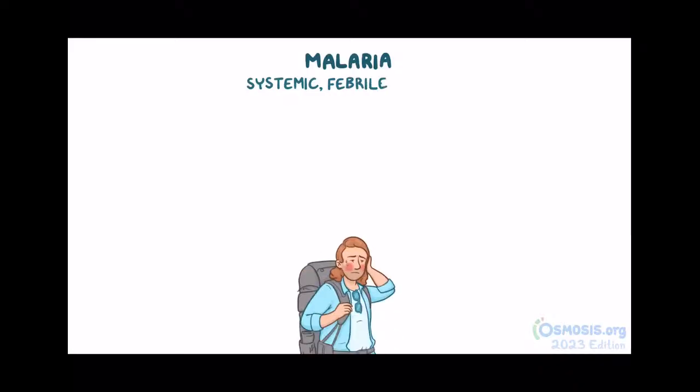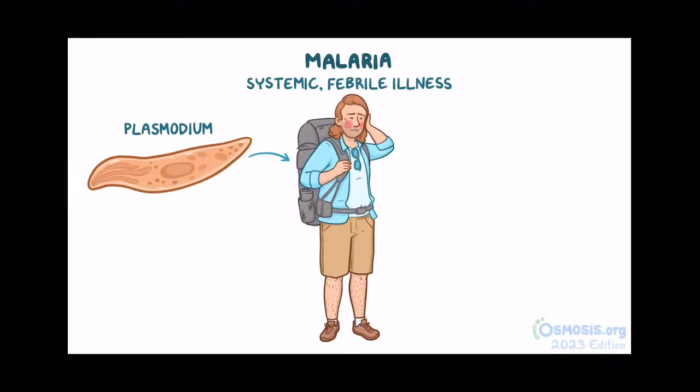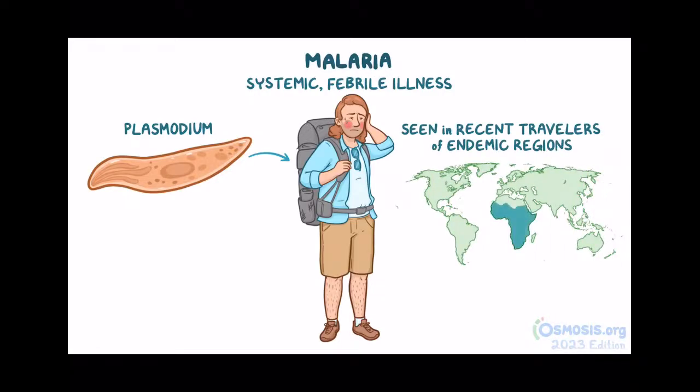Malaria is a systemic febrile illness caused by the protozoan parasite Plasmodium. It's typically seen in recent travelers of endemic regions, such as Africa, South Asia, and parts of Central and South America.